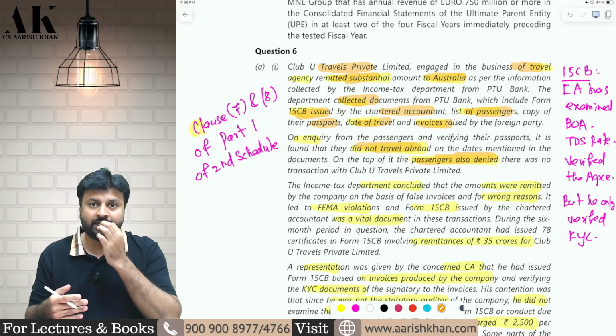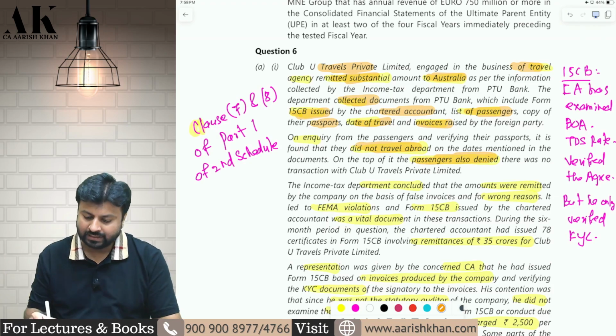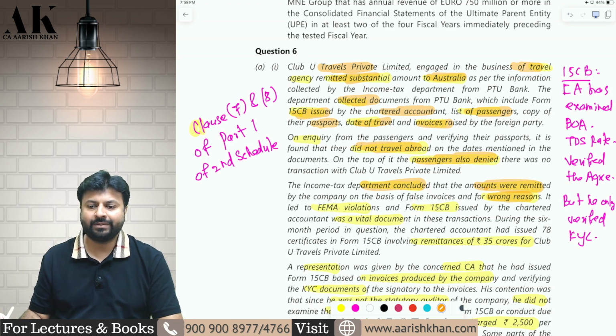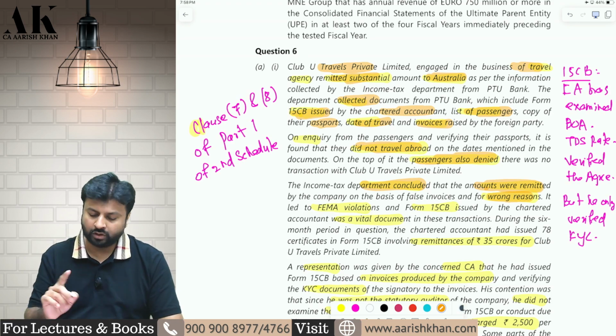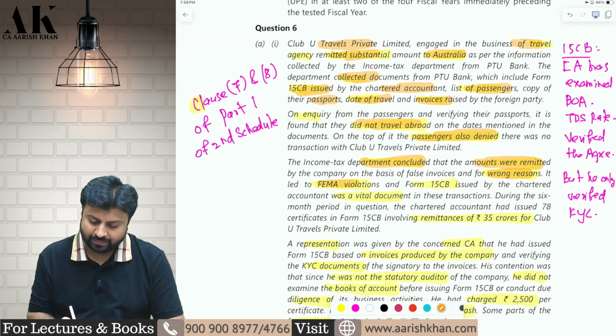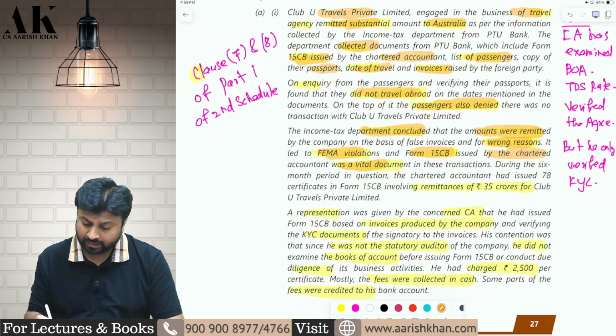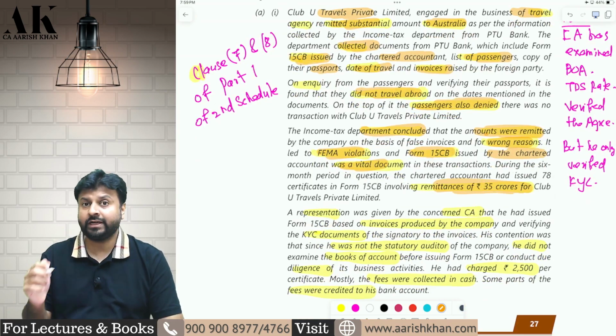Then the income tax department came to a conclusion: nobody went outside India. The amounts were remitted outside India for wrong reasons. So this is a FEMA violation, and Form 15CB being a vital document, the income tax department came to know from there. In all, around 35 crore of remittance was made outside India.